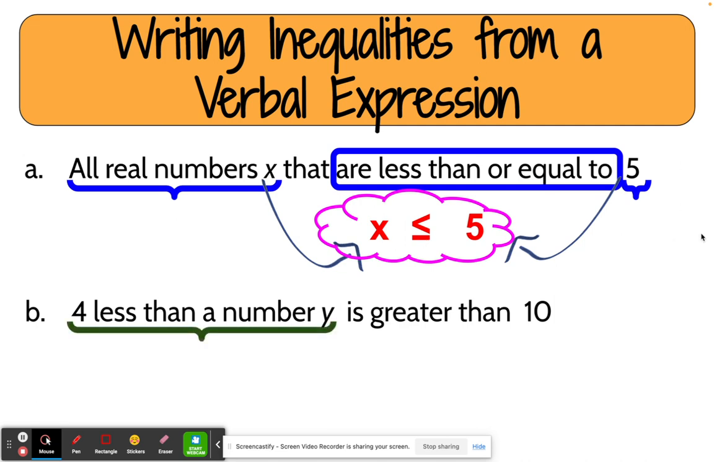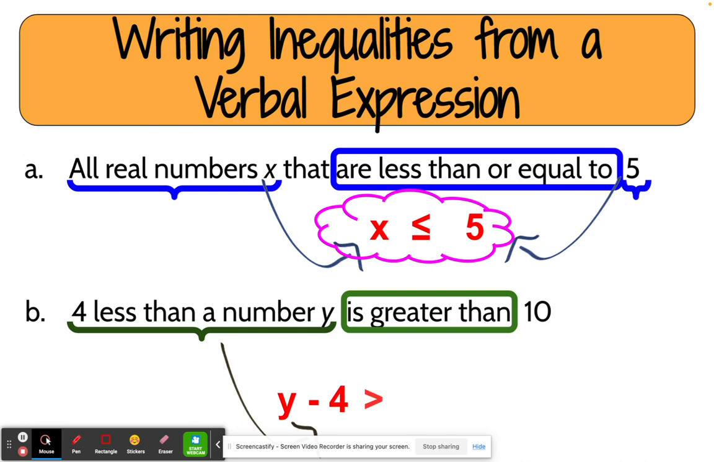Let's look at our next example. 4 less than a number. Now this isn't an inequality. This is subtraction because there's no is. If it's 4 is less than, then it would be an inequality. But 4 less than a number means I'm subtracting, and it's a turnaround word. So 4 less than number y is y minus 4. Is greater than, that's that symbol, no or equal to, just greater than 10.